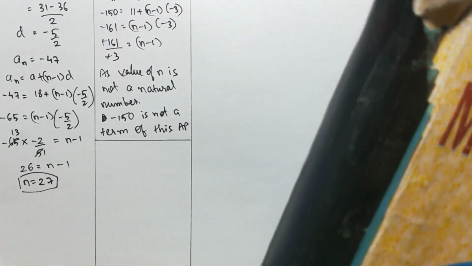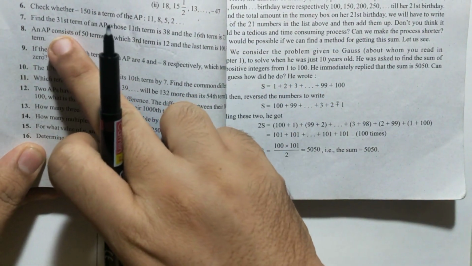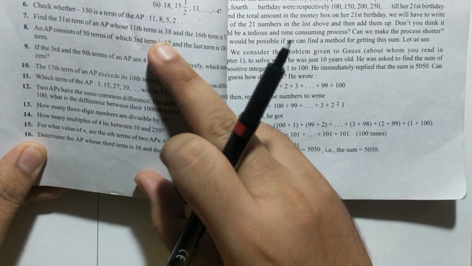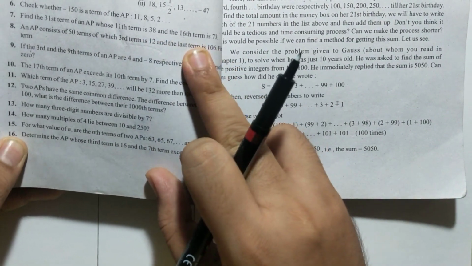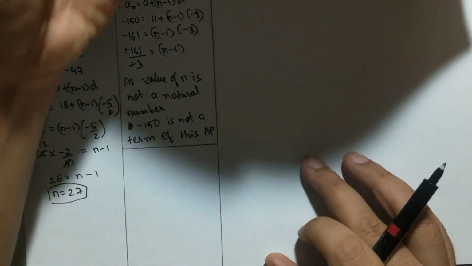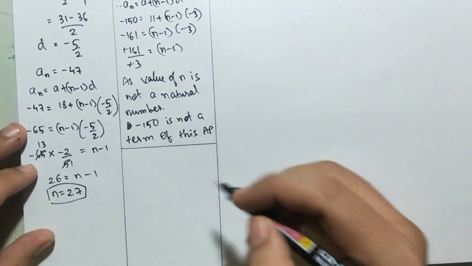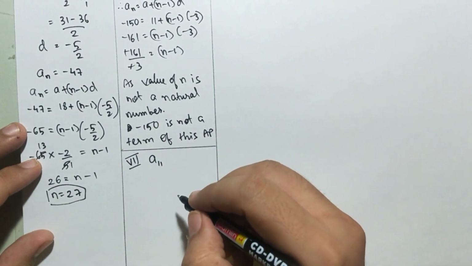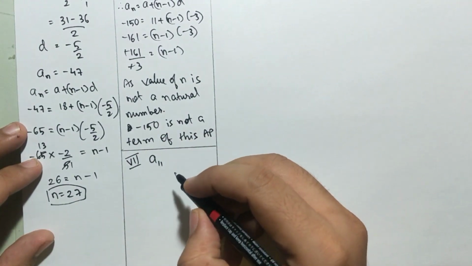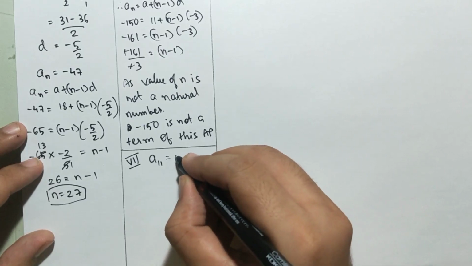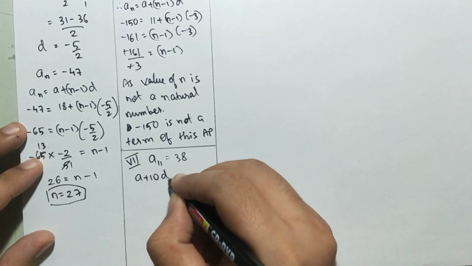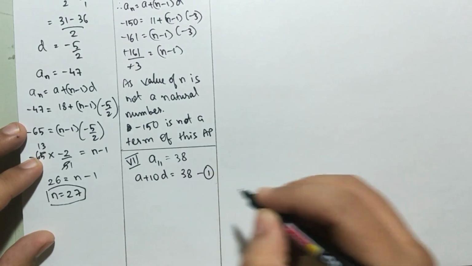Let us proceed towards the seventh sum. The seventh sum says, find the 31st term of an AP whose 11th term is 38 and 16th term is 73. So there is an AP whose 11th term, means a of 11, is 38. a of 11 means a plus 10d is 38. This is my first equation.